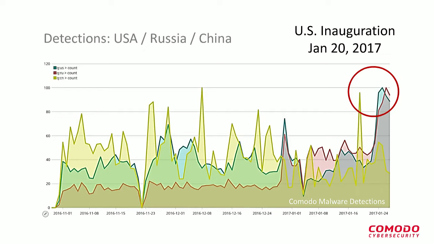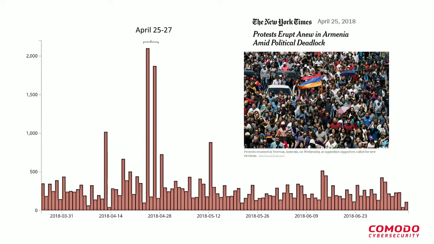Let me show you a couple more that will take it to a more practical sense as proof. So this is Armenia. They had a peaceful revolution this year, April 25th. You can see this from the New York Times. Now, it should not be a surprise to anyone that that would be our highest detection rate for the day in terms of malware.